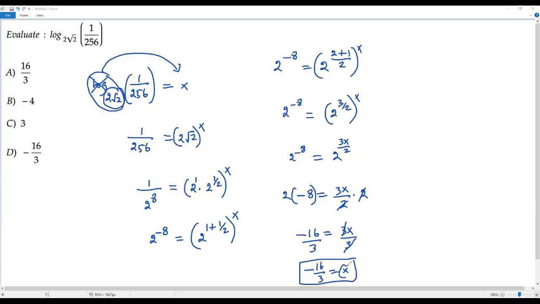Actually, we have assumed this x as the value of the given logarithm. Therefore, the value of the given logarithm is negative 16 over 3. We find this negative 16 over 3 in answer choice D. The correct answer choice for this question is D.